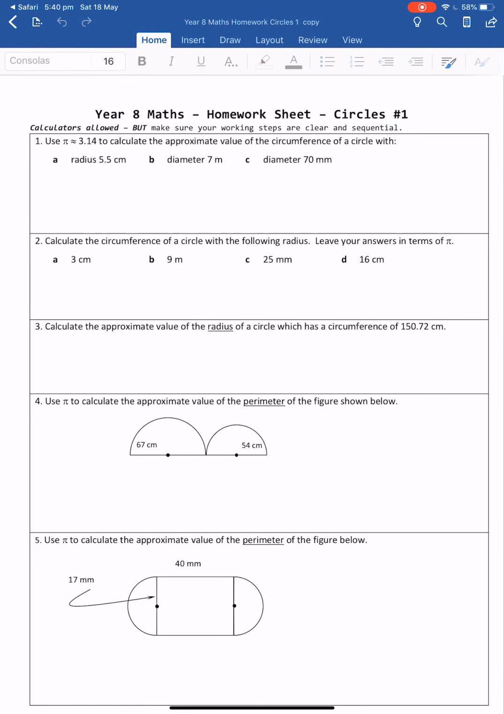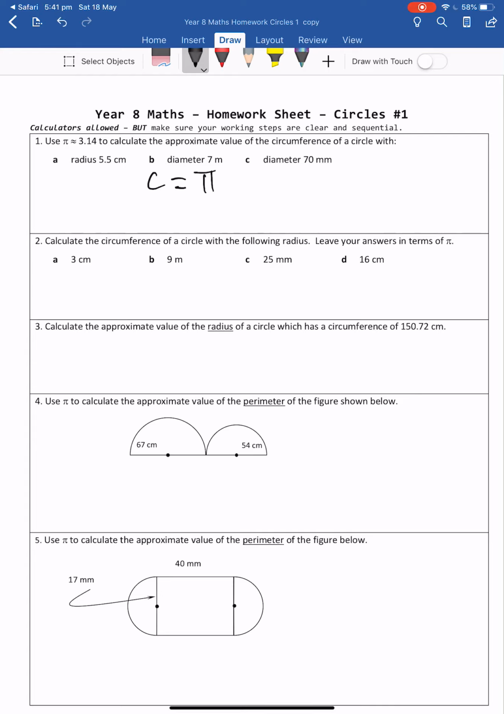Okay, so I just thought I'd go through a couple of little tips for the homework sheet this week for you. All right, so let's start with question 1 here. The only tip here that I think we need is to remember the formula. So remember circumference equals pi d, or pi times d.